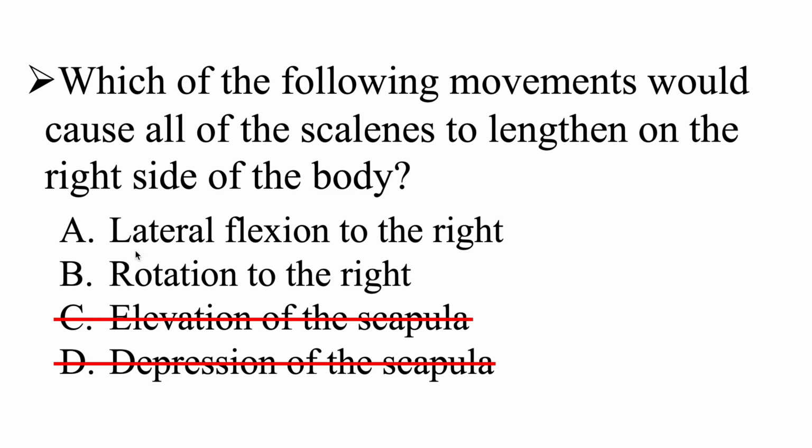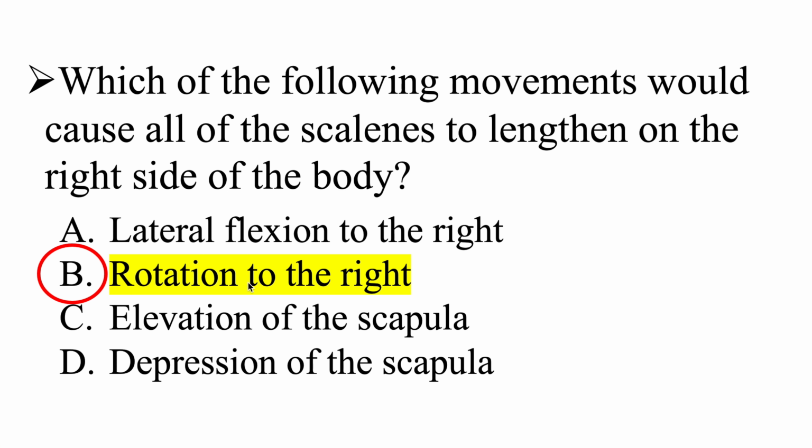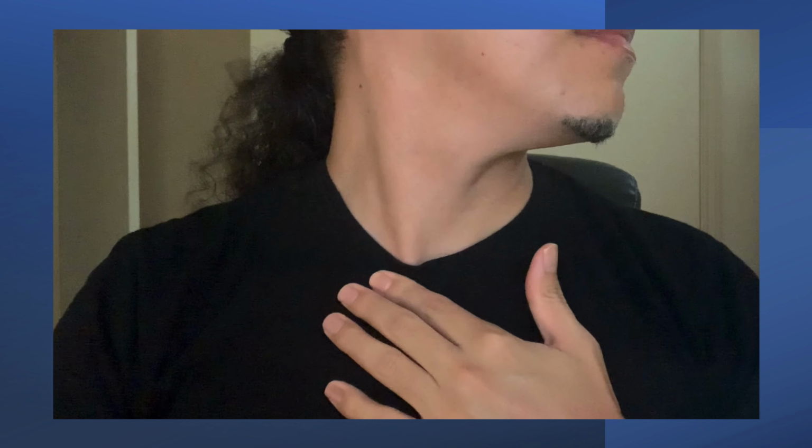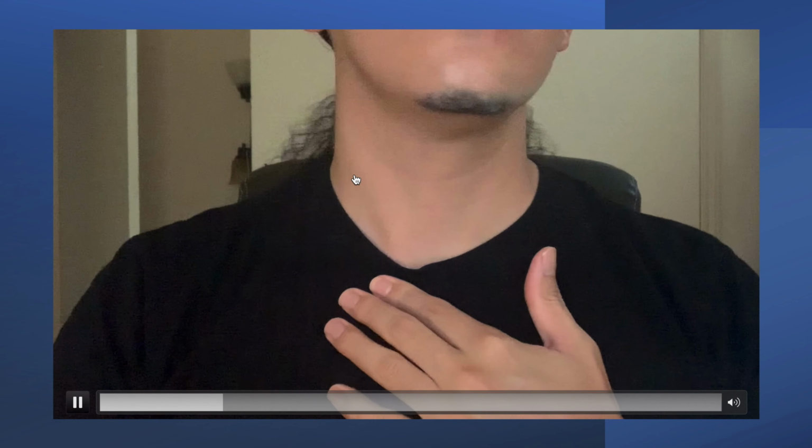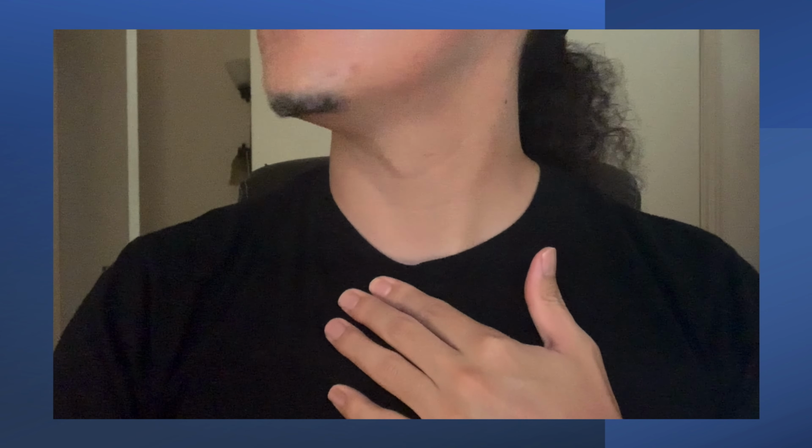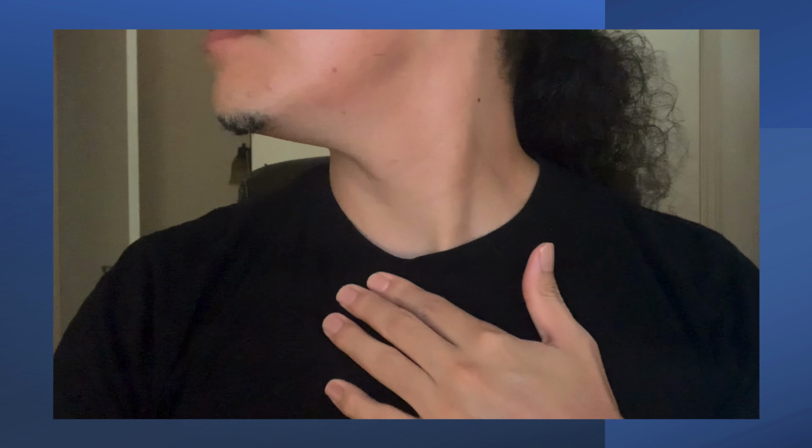Well, for good measure, let's check out lateral flexion to the right. When I laterally flex my head to the right, my sternocleidomastoid and my scalenes on this side of the body, on my right side of the body, are in a shortened position. So this is not lengthening them on the right side, which leaves us with rotation to the right. And so when I rotate my head to the right, my scalenes are lengthening. So this is the correct answer.